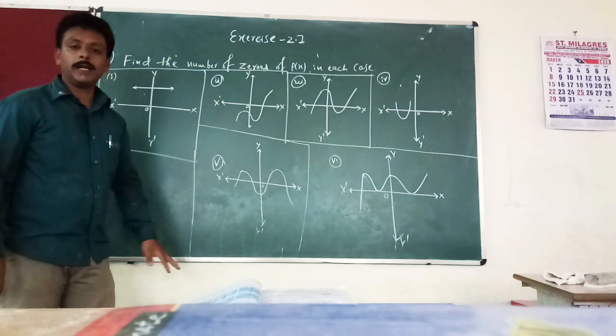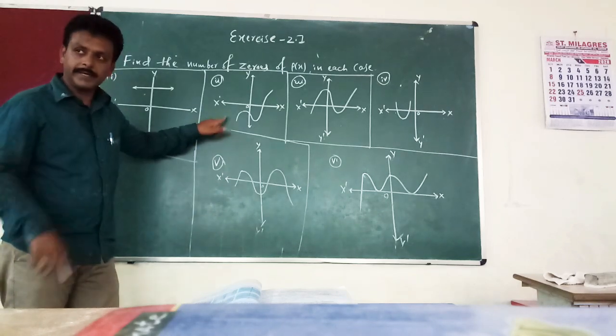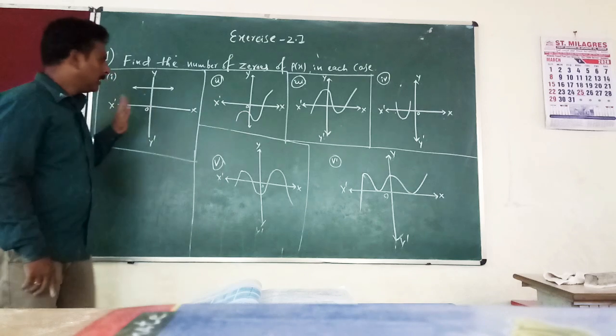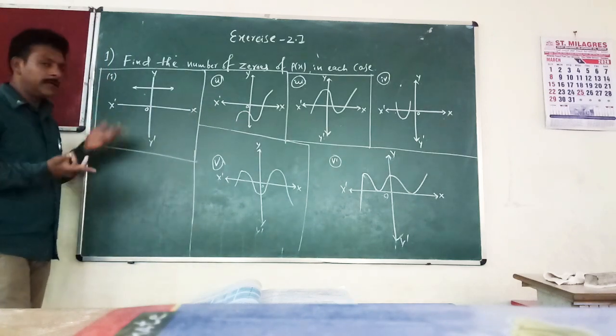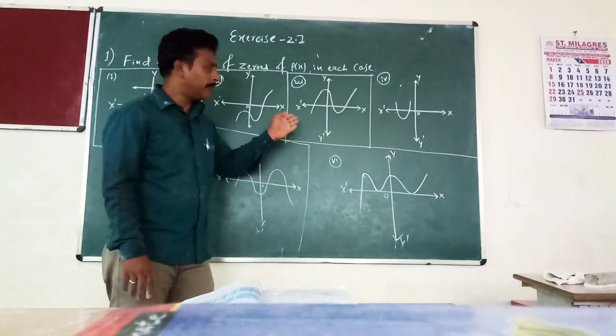The given polynomial can have 1 0. Why 1 0? Because it is intersecting the x-axis once. Here no 0. Why? Because it is not intersecting the x-axis. Okay. Third one. Observe the graph of this.